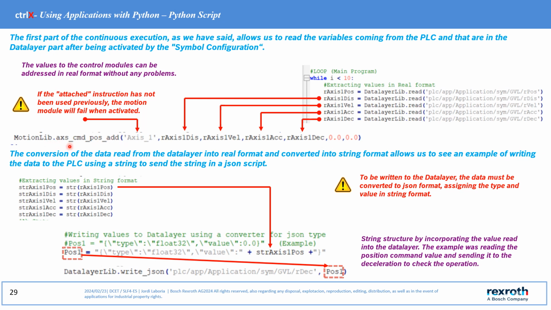The conversion seen before from the real format to string allows us to see an example of writing from the script to the data layer. The data in this case must be converted from the string to JSON format and then sent using datalayer lib.write.json.